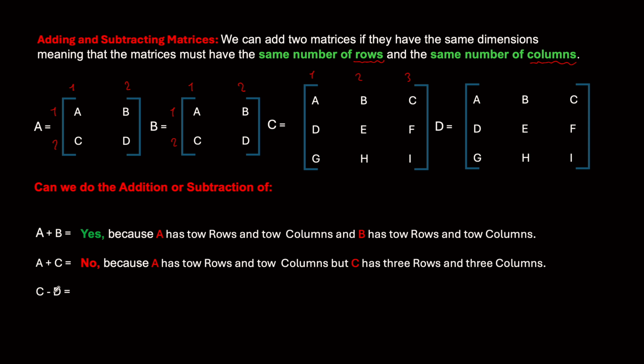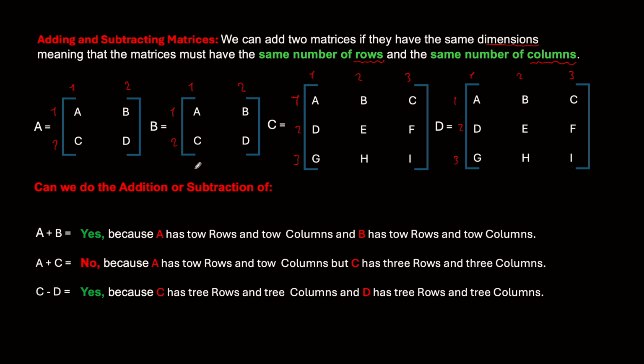Let's see C minus D. We see that C has 3 columns and 3 rows, and D has 3 columns and 3 rows. So they have the same dimensions, meaning the same number of rows and the same number of columns. So basically we can do the subtraction of C minus D.